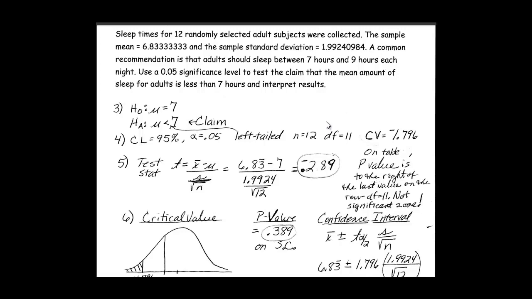We are going to use a 5% significance level to test the claim that the mean amount of sleep for adults is less than 7 hours, and then interpret those results. So we need to go ahead and get started.